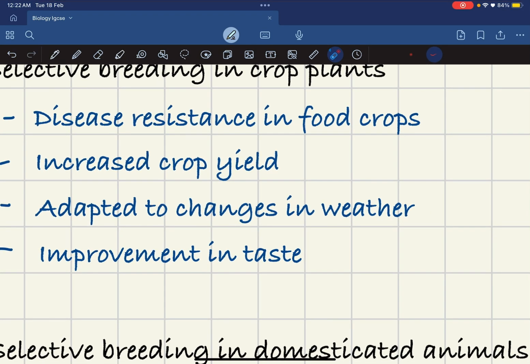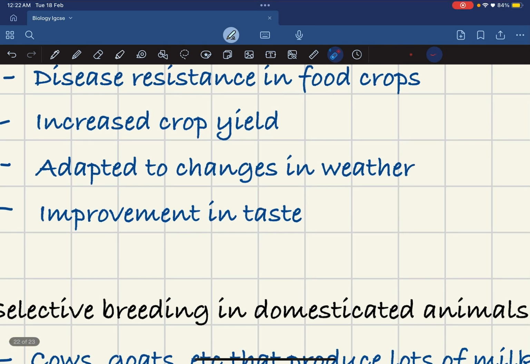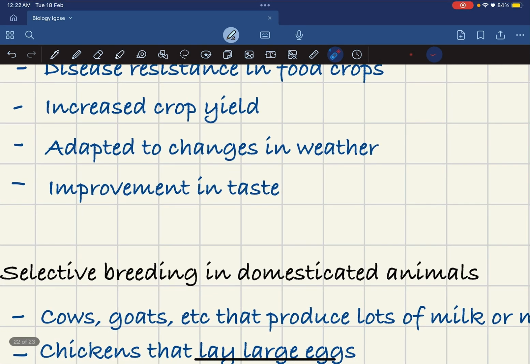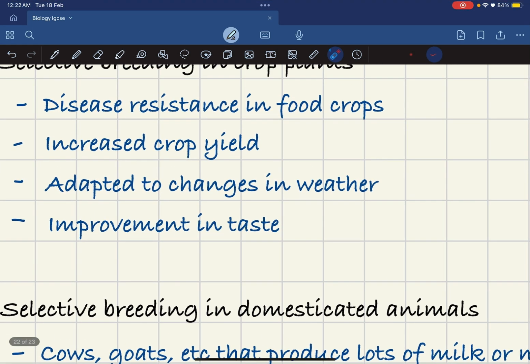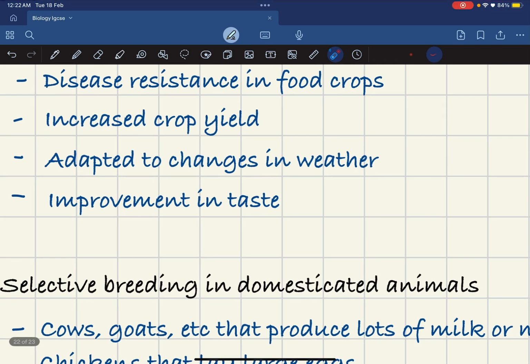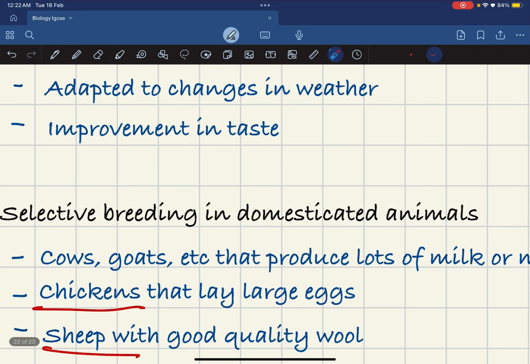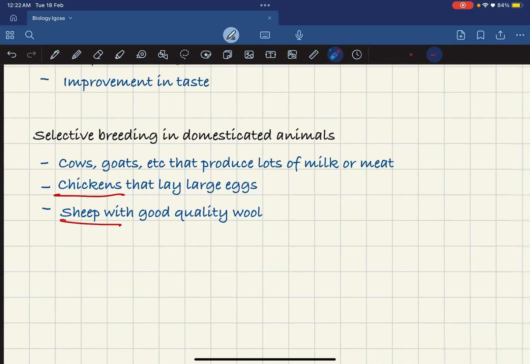Okay, next, you have increased crop yield, meaning that you'll have more quantity of whatever you're growing, and then adapted to changes in weather. So if one day the weather is not that nice, it's not that good, they will still be able to survive and grow healthy. And then improvement in taste, like for the strawberry example I gave you guys.